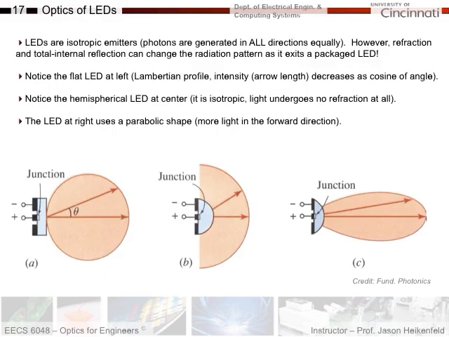Now, if you look at LEDs and their optics in terms of getting the light out, the LEDs themselves are isotropic emitters. That means that the photons inside are generated in all directions equally.